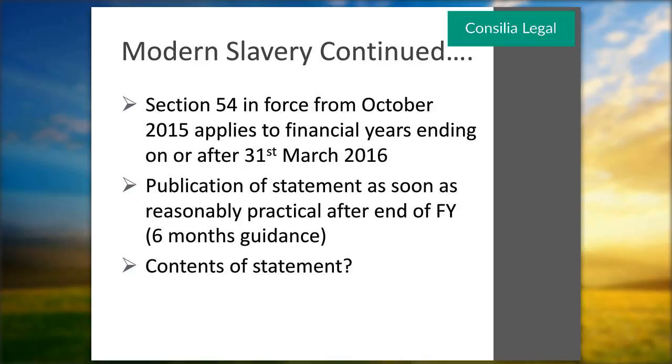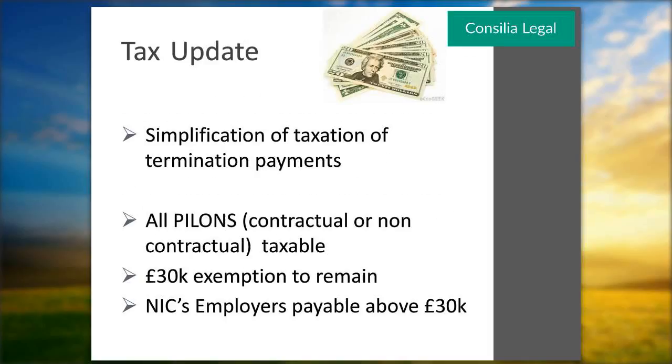It must include either a statement of the steps that the organisation has taken during the financial year to ensure that slavery and human trafficking is not taking place in its supply chain or its business, or that the organisation hasn't taken any steps. So, I could talk a bit more about that, but content-wise, take some advice if it's applicable to you. You have to make the statement published. Basically, it's probably putting it on a website or a link on the website. And there you go. If you require any further information about that, then, as I say, take some specifics.